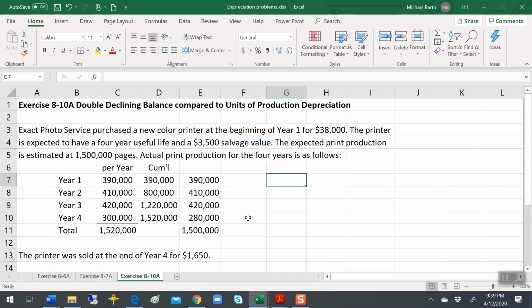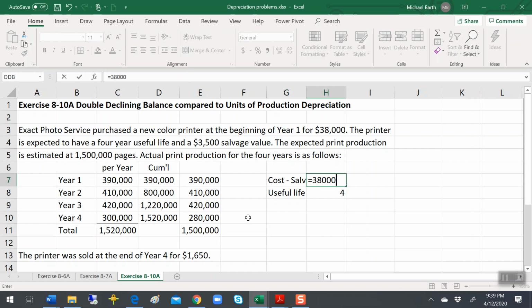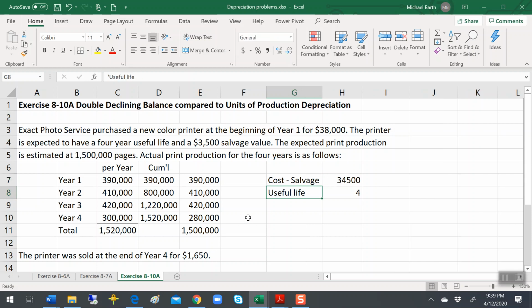All right, so with any of these things that we're going to depreciate, we want to have some basics laid out. The cost minus the salvage is the depreciable base. We also need to know the useful life, and that's 4 years for this particular asset. 38,000 minus 3,500 gives you the depreciable base of 34,500.